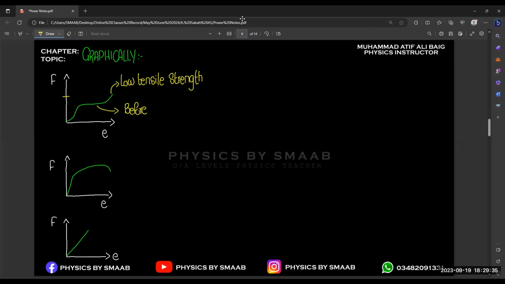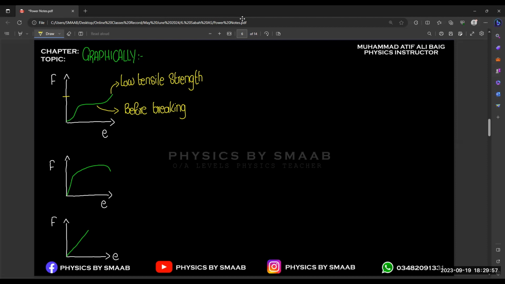So this line represents the area before breaking. And if we apply a little force, it will break, and you can see that your graph again starts to move in an upward direction. It means that your extension will increase very quickly at that point.